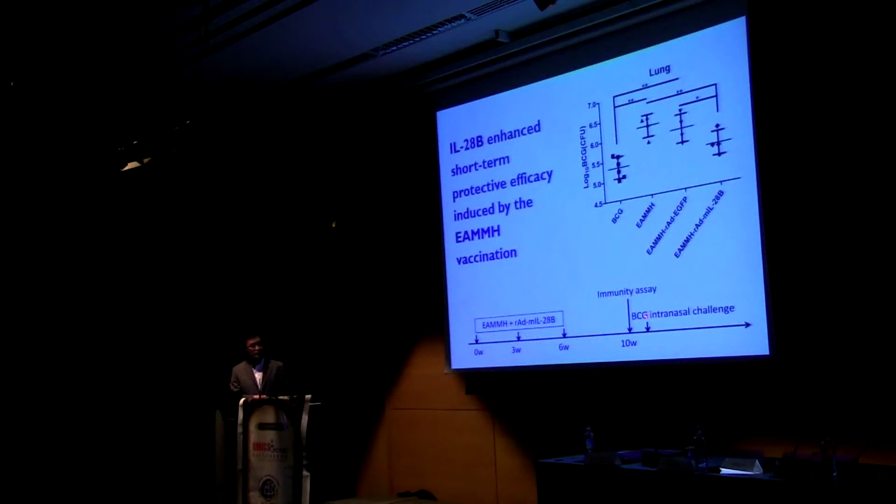Then we challenged with BCG 4 to 5 weeks after the last immunization, and the bacterial load in the lung showed that IL-28B treatment can decrease the bacterial load in the lung. This shows that IL-20B can enhance the short-term protective efficacy.